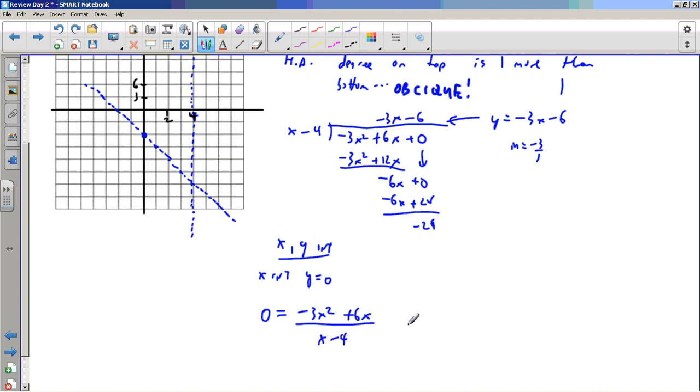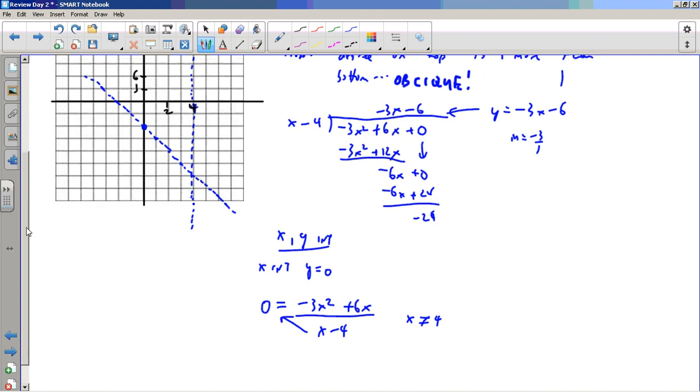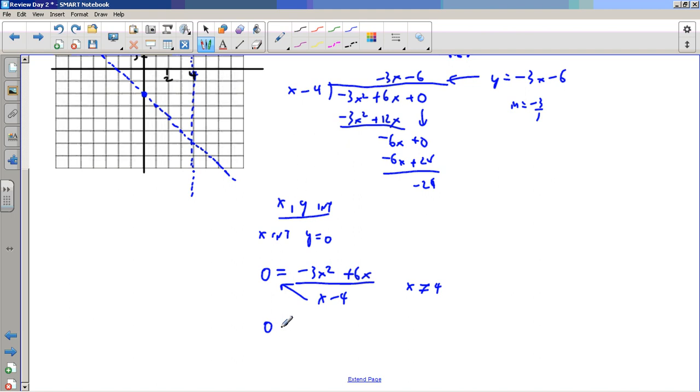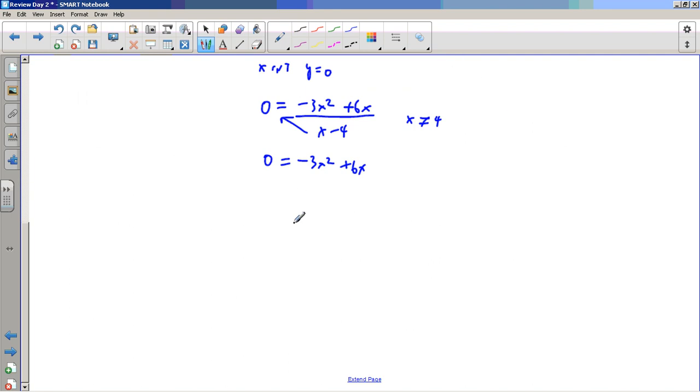Remember, as long as x is not equal to 4, I can cross multiply. And I know it's not equal to 4 because the function's not defined there. So I'm going to get 0 times x minus 4 is 0. And then now I've got a little quadratic equation to solve. x equals 0 and x equals 2.